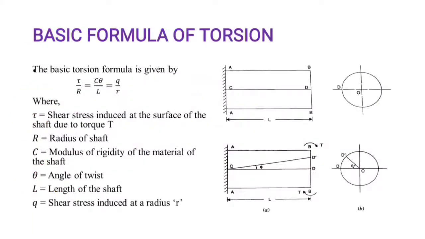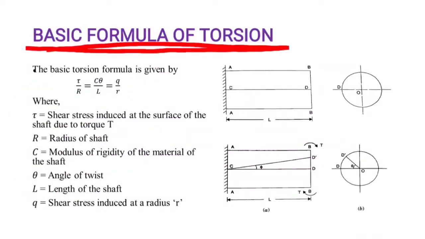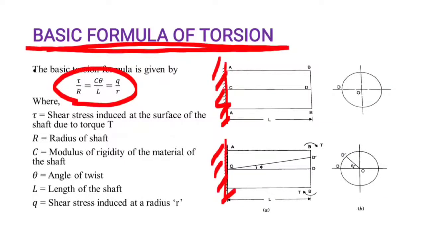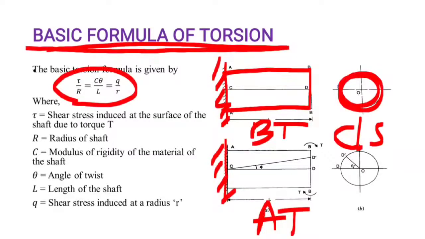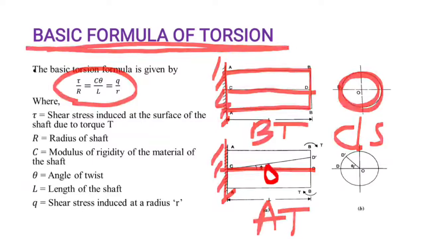Next we move to the basic formula of torsion. The basic torsion formula is given by this, based on these diagrams. This diagram is before twist, this diagram is after twist. This is the shaft before twist. The cross section of the shaft is like this before twist. After twist, CD is a center line of the shaft. The center line changes from CD to CD dash. Some angle is made, that is called phi.